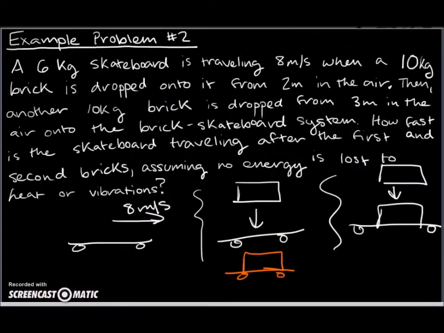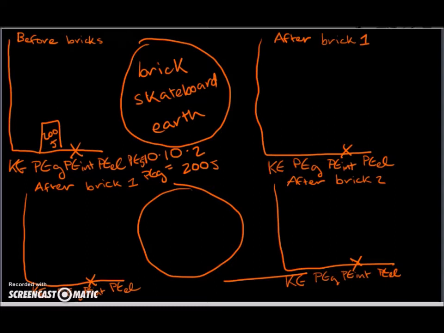At the moment before it's dropped, the brick has no kinetic energy because it's still being suspended, but the skateboard does. So the kinetic energy of the skateboard is equal to 1/2 times the mass of the skateboard, which is 6 kilograms, times the velocity at which it's traveling squared, which is 8 meters per second squared. So our kinetic energy for the skateboard is equal to 192 joules. So let's draw that in right here.